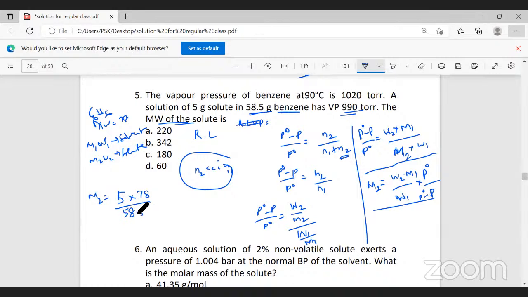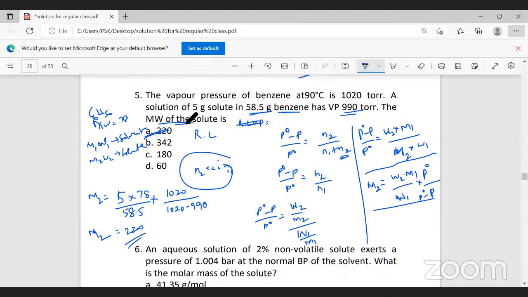58.5 into what is P naught? They have given the vapor pressure of pure benzene as 1020, divided by P naught minus P, which is 1020 minus 990. This is nothing but the vapor pressure of the solution. So on simplification, you get this M2 as 220. The answer for this question will be option A.